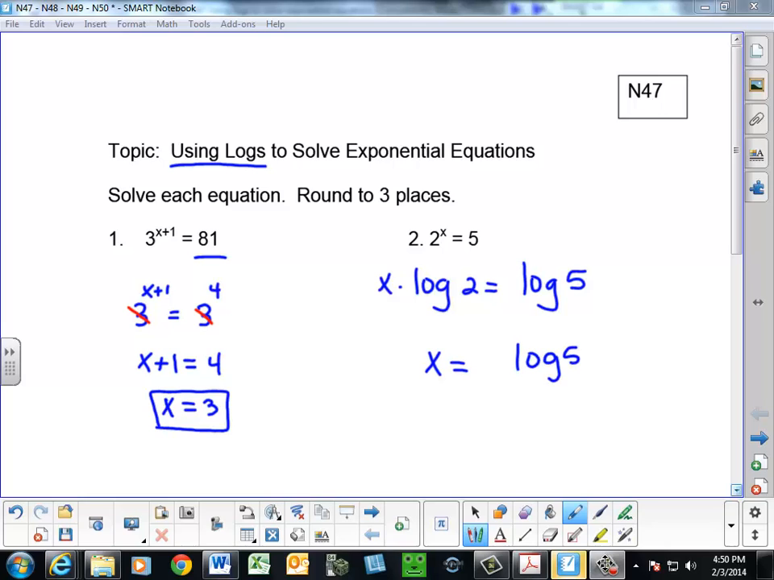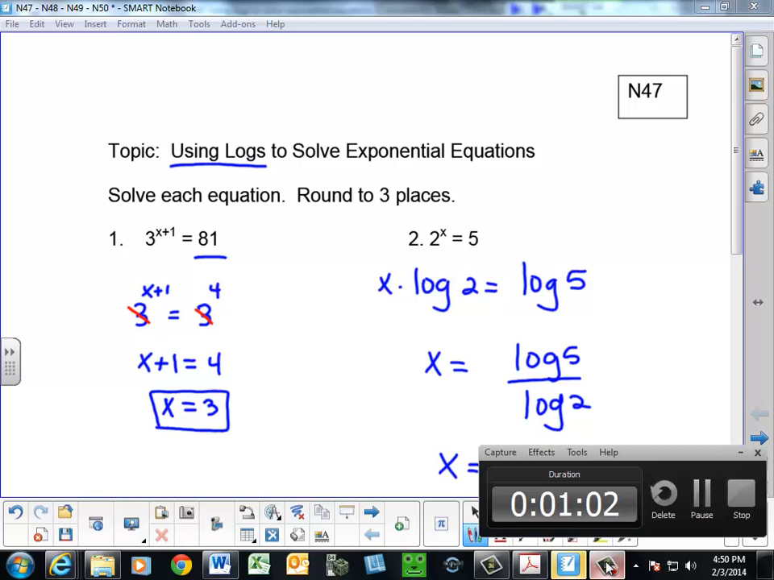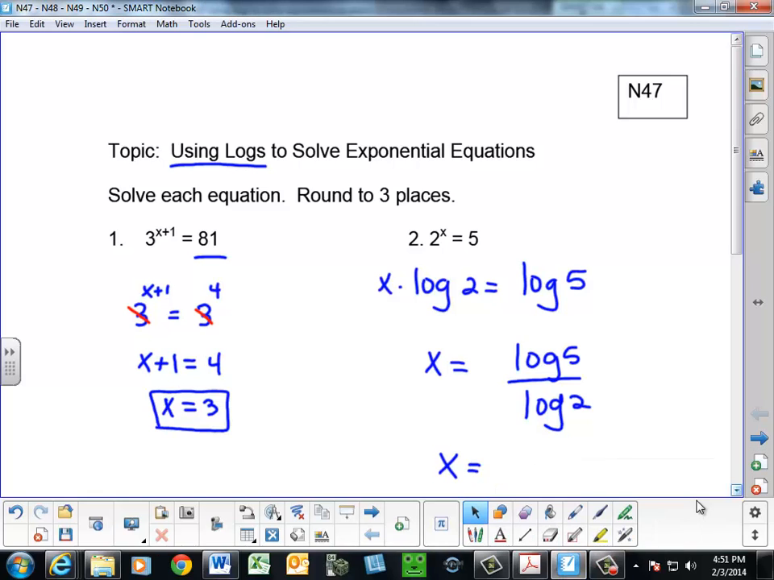Type that in your calculator, log 5 divided by log 2. We're going to round that answer to 3 decimal places. X is equal to 2.322.